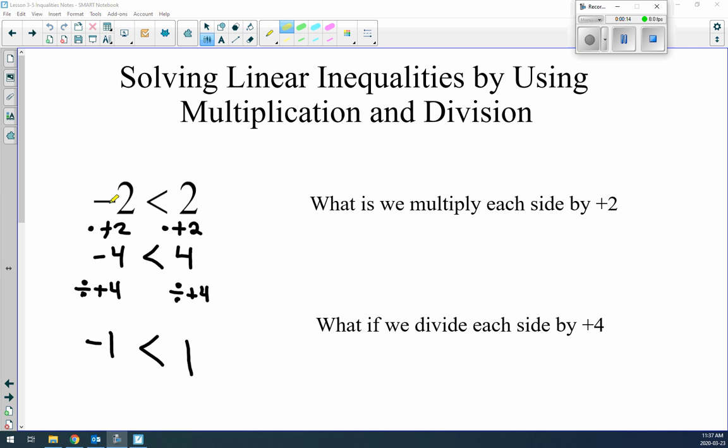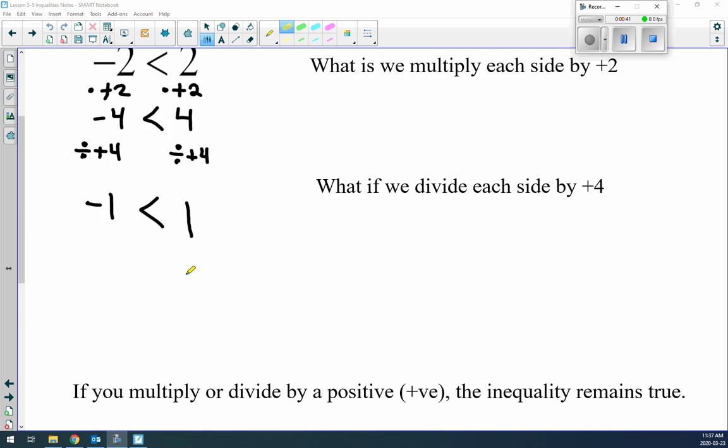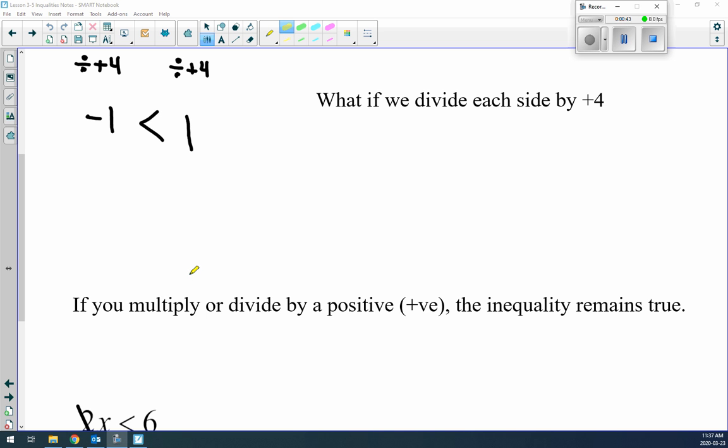So we have -2 is less than 2. Okay, that makes sense. So what happens if we multiply each side by 2? Times by 2, times by 2. So we end up with -4 and +4. Then we divide by +4, divide by +4. -1 less than 1. Oh, so it's kind of nice. That one stays the same if you multiply by 2 or divide by +4. So what's key there is when you multiply or divide by a positive, the inequality remains true.